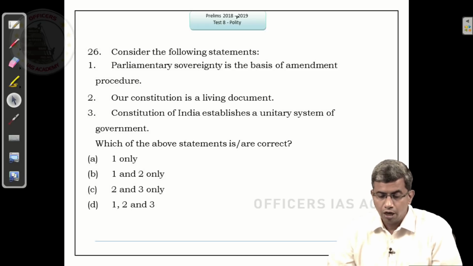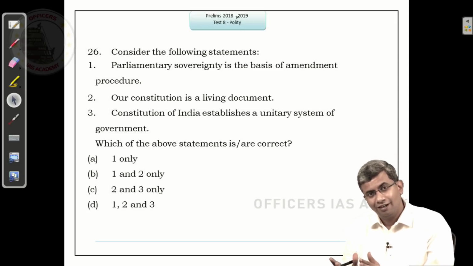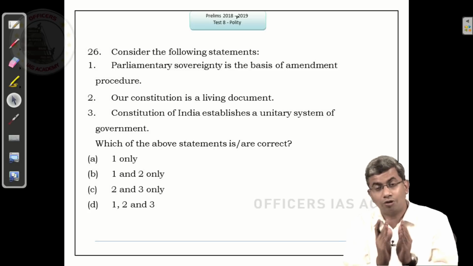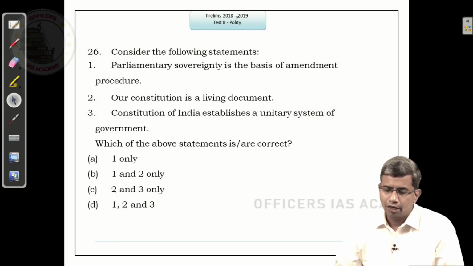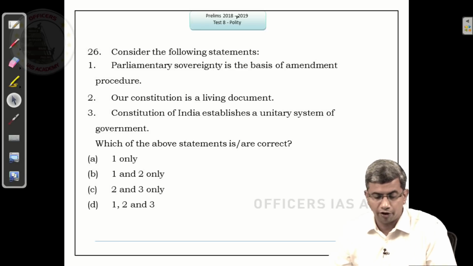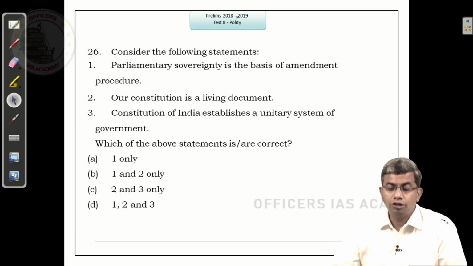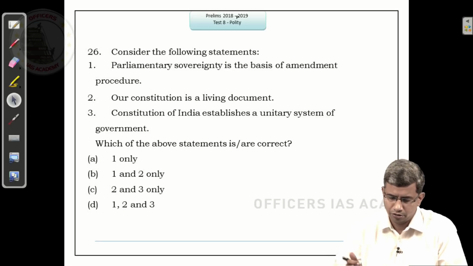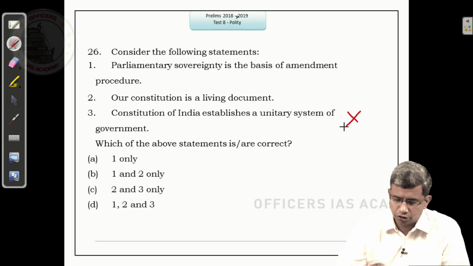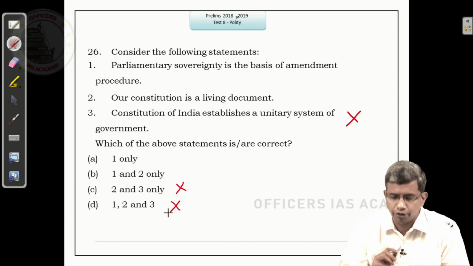Consider the following statements. Parliamentary sovereignty, again the next two pair of questions is similar to the one that I was telling earlier. Two questions, you treat the same statement differently in two different questions. Let's go on and look at how it is done. Parliamentary sovereignty is the basis of amendment procedure. Our constitution is a living document. Constitution of India establishes a unitary system of government. We all know that India is a federation. So this is wrong. Which of the above statements is correct? So this automatically goes out of the window.